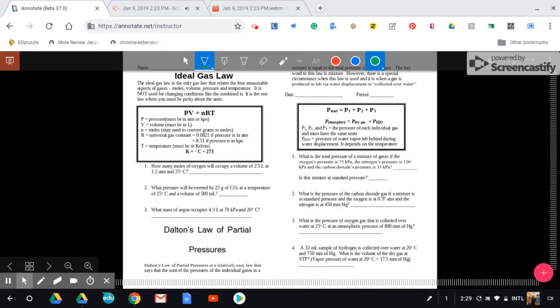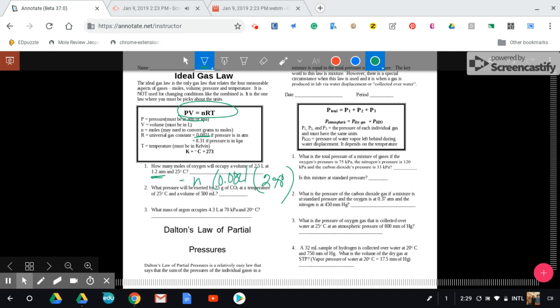All right, ideal gas law. What you're doing in ideal gas law is you're using the formula PV equals nRT. So the first thing I want you to do is make sure you look at your pressure value, and that's going to determine which R value you use. So the question says, how many moles of oxygen will occupy a volume of 2.5 liters at 1.2 and at 25 degrees Celsius? So first of all, go ahead and get your temperature. So 25 plus 273 is going to give us 298. We know that we're in atmosphere, so we're going to use the R value of 0.0821.